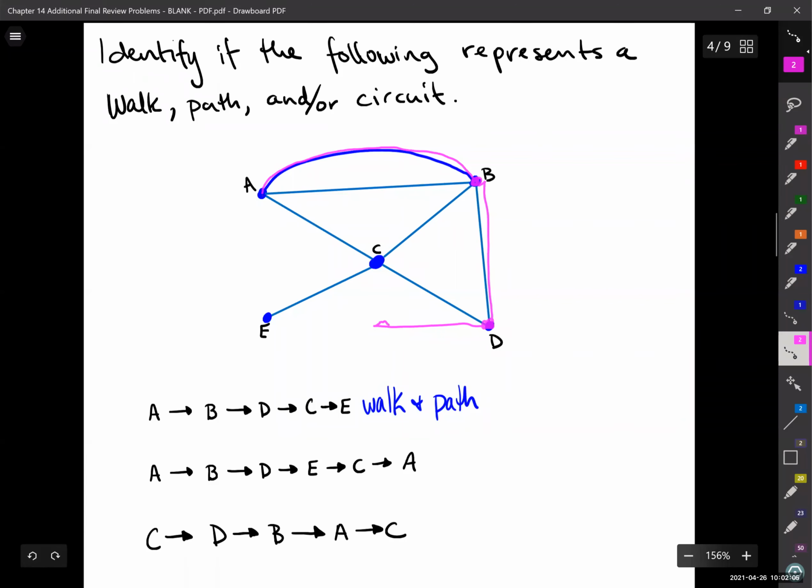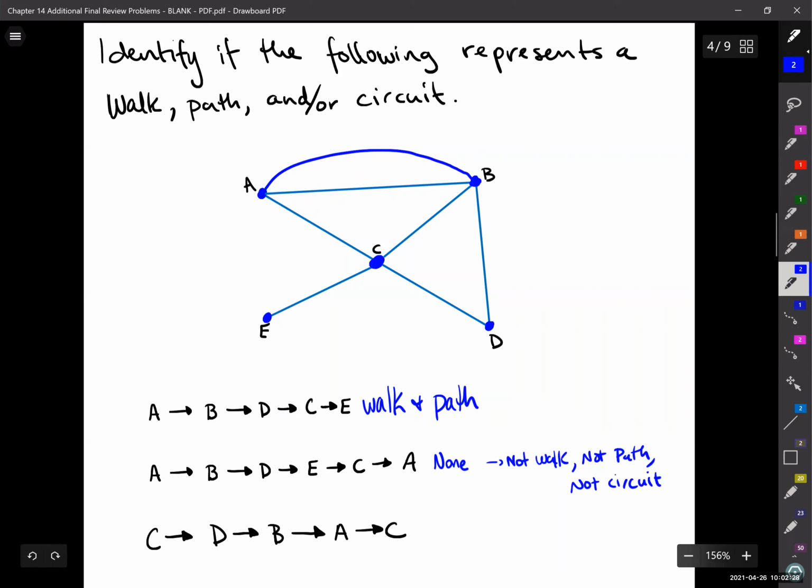And if it's not a walk, do you even entertain path or circuit? No, because those are building definitions. So we would say none. So we wouldn't select any of them. Or we could say not walk, not path, not circuit. Okay. Depending how the question was phrased, we know how we would answer it.